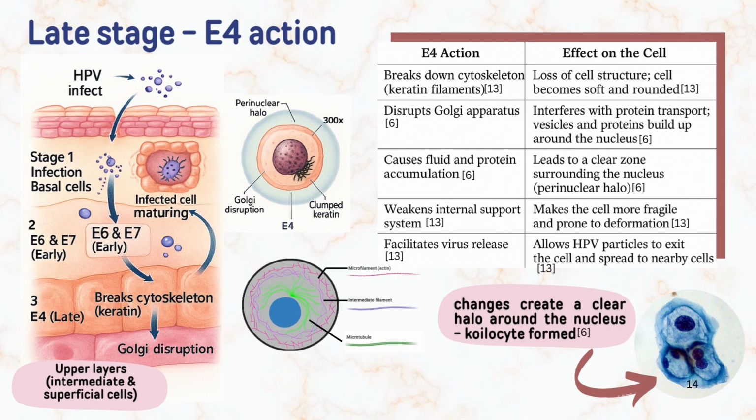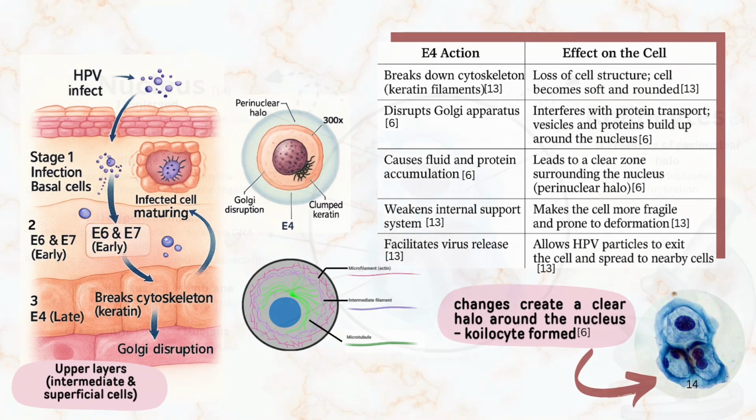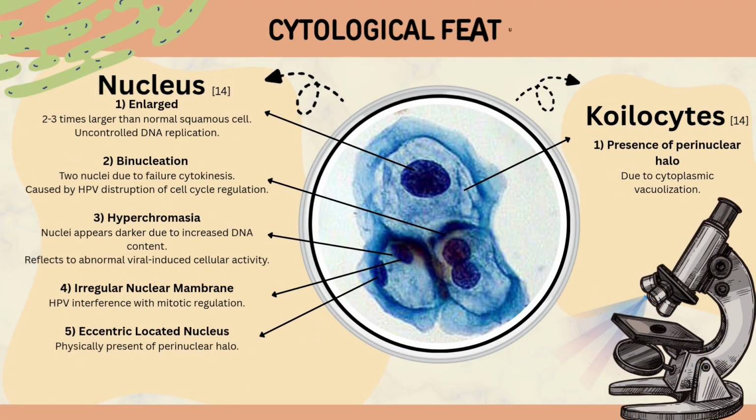In conclusion, HPV infects the basal cell, E6 and E7 damage the nucleus in the early stage, then E4 takes over in the late stage, breaking the inside structure, causing fluid buildup and helping the virus escape. And all that creates the koilocyte and tells us HPV is there. About the cytological features of koilocyte.